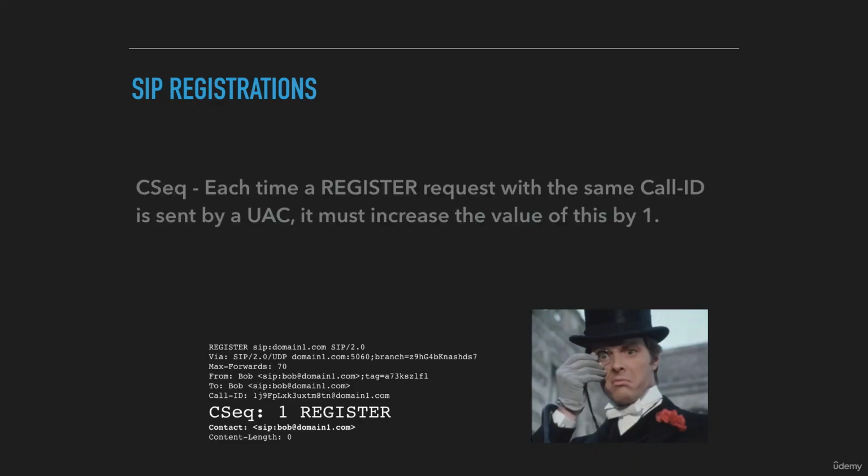CSeq. Each time a register request with the same call ID is sent by a UAC, it must increase the value of this by 1, which in the RFC, this term always makes me laugh. It's monotonically, and all I can think of is somebody standing there with a grumpy face using a monocle. So remember that. Each time a register request with the same call ID is sent by a UAC, it must increase this value by 1.